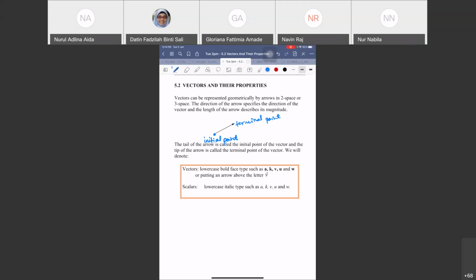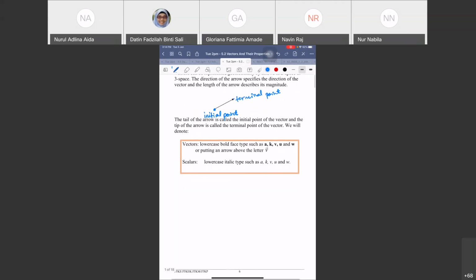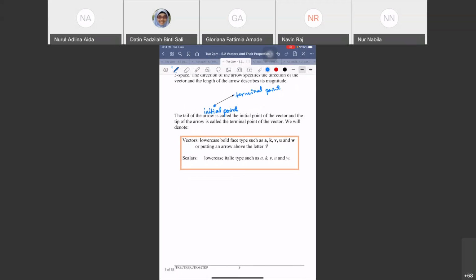In terms of writing, if you refer to books or any mathematical textbooks, vectors are written in boldface. You will see that they denote vectors using a boldface letter. So if they represent A, B, C, or K, V, U, W with a boldface, or a letter with an arrow, then this is about vectors.